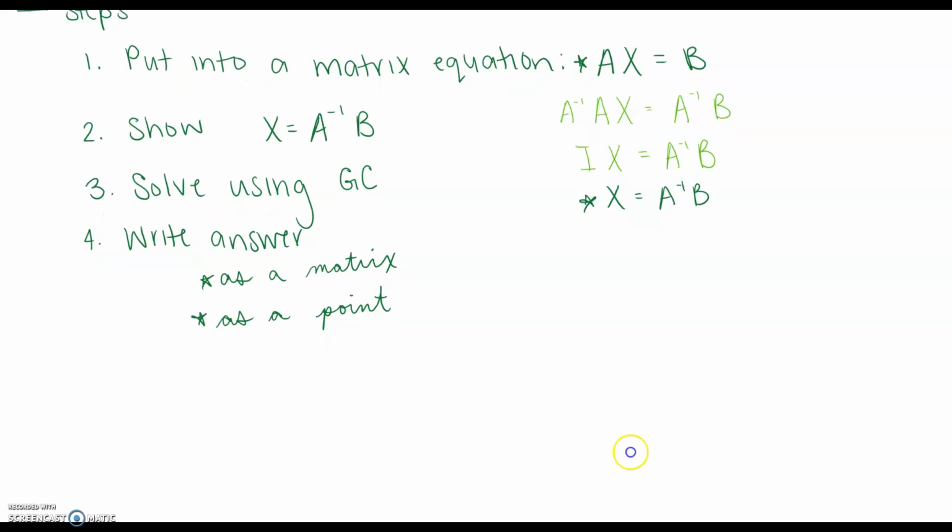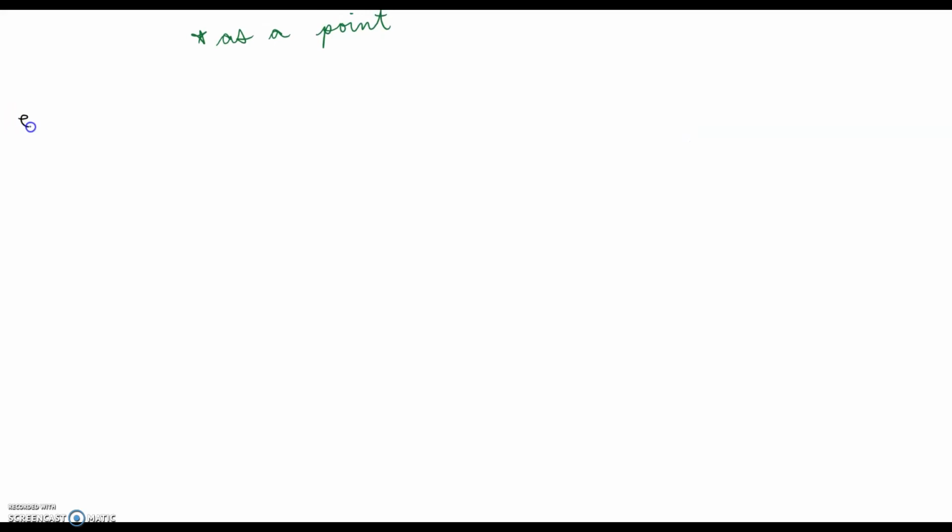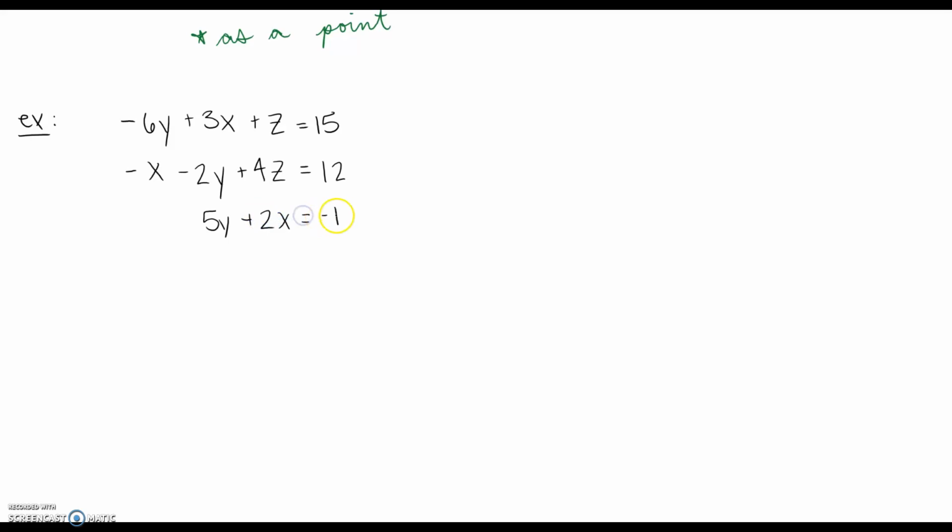So let's do an example. Now here's the reason we're showing you how to do this in a graphing calculator, so that we can have a system of equations with more than 2 equations. In the past, you guys have only really worked with 2 equations, but now you can work with more. So, first equation, negative 6y plus 3x plus z equals 15. Second equation, negative x minus 2y plus 4z equals 12. And our last equation, 5y plus 2x equals negative 1.